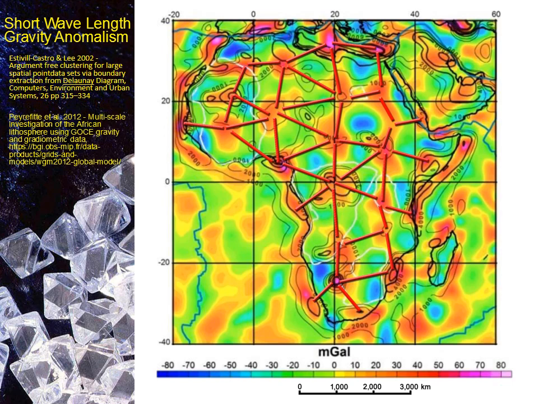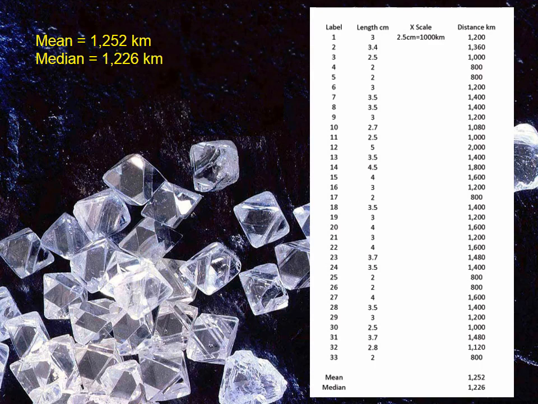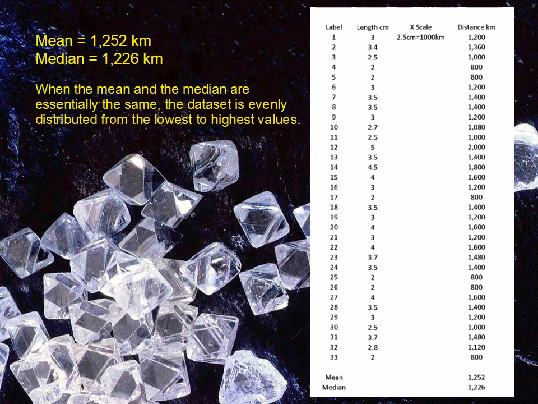Here we have connected each of the gravity highs with proximal gravity highs. This is referred to as a Delaunay tessellation or triangulation. Those connections between gravity highs are labeled so they can be measured. Here we have recorded the distances in kilometers between the centers of various gravity highs. The distance between gravity highs is essentially identical between mean and median. This means that this is a normal distribution or a bell-shaped curve.